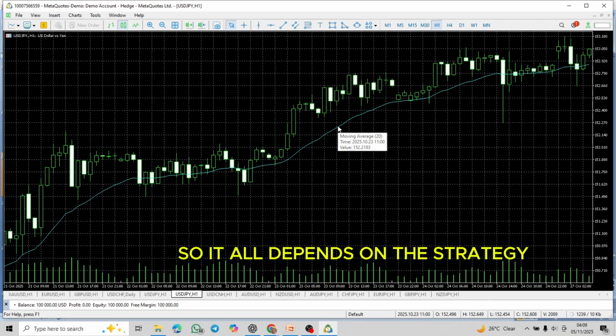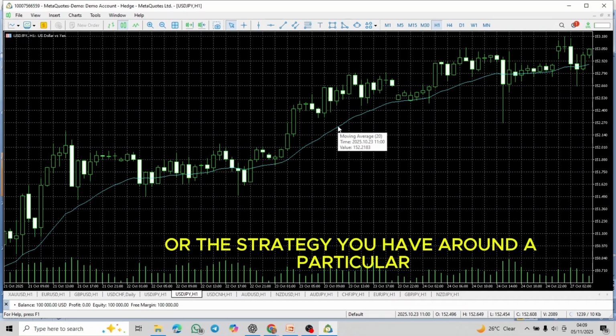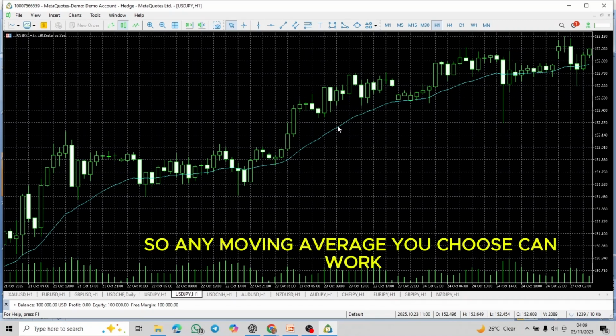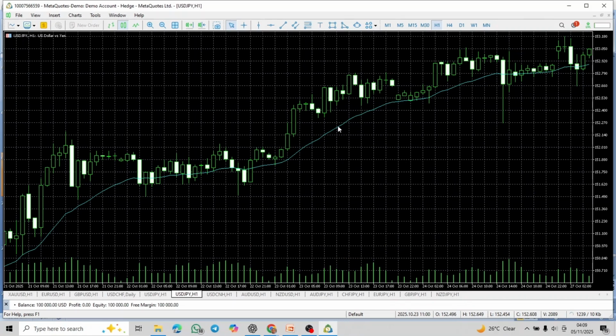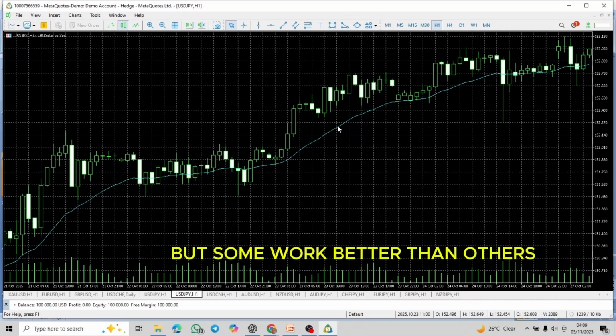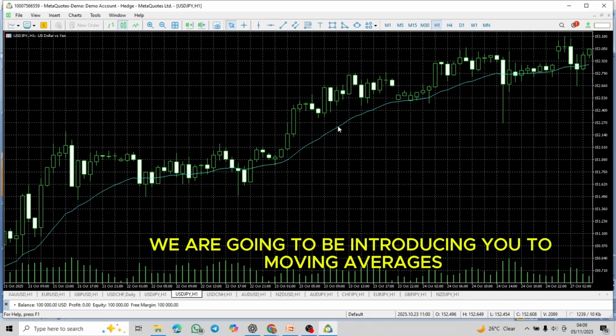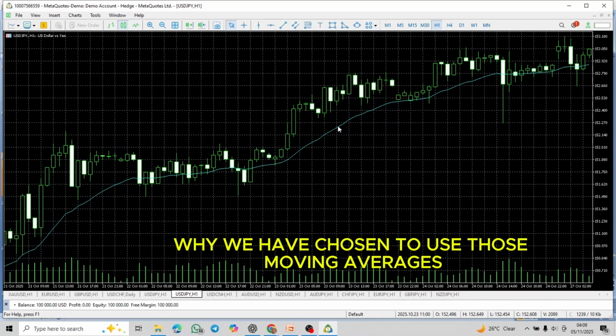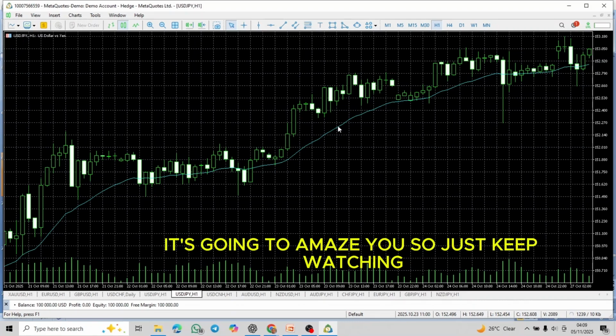So it all depends on the strategy you have been able to develop, or the strategy you have around a particular moving average. Any moving average you choose can work, but some work better than others. In our trading methodology, we are going to be introducing you to moving averages and explaining why we have chosen to use those moving averages. It's going to amaze you.